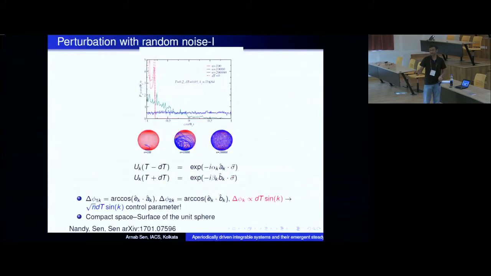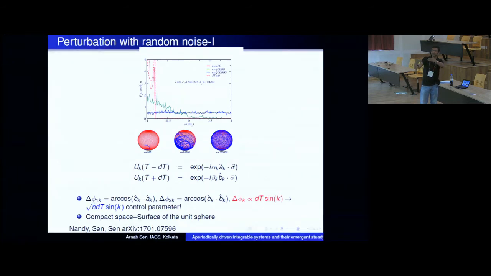Furthermore, one can show that this difference is just of order dt times sine k, where k is the momentum of your coarse-grained cell. So then, if one thinks in a random walk sense, the appropriate control parameter turns out to be square root n times dt times sine k, and this is square root n and not n because there's a random walker. And then essentially you can see what happens on this unit sphere, or for example, in this probability density.